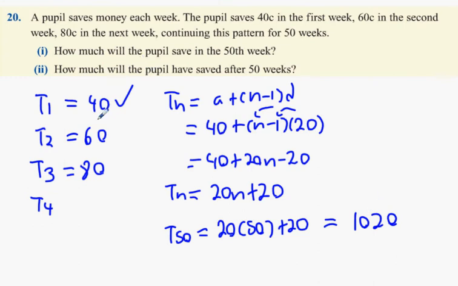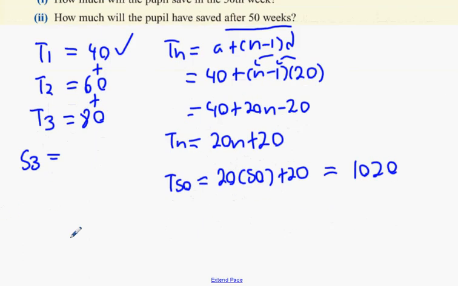Now, if we're to add these all together, if I was to add the first 3 weeks together, 40 plus 60 plus 80, what is that? Is that T3 or S3? If I add them together, S3. S3 means how much do you have in total after 3 weeks. So what am I looking for if you want me to find out how much will I have saved after 50 weeks? T50 or S50? S50.